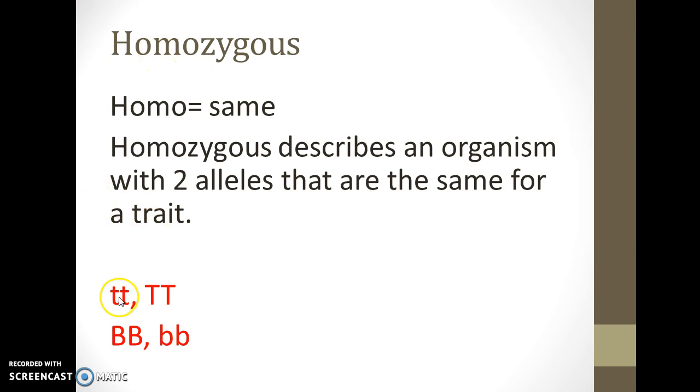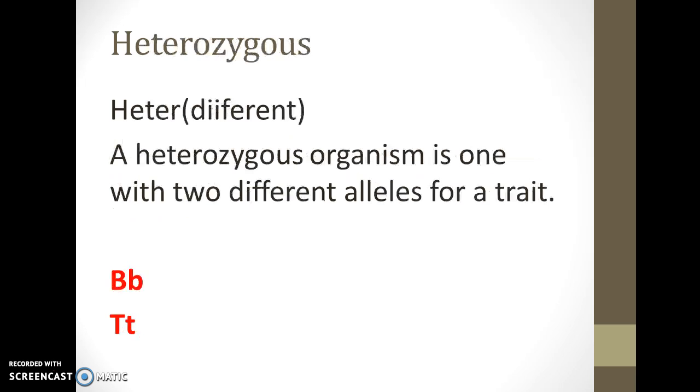So for example, this is homozygous because they're both lowercase t's. This is homozygous because they're both capital T's. This is homozygous because they're both capital B's, and this one's homozygous because they're both lowercase b's. So if the 2 letters in your allele are exactly the same, meaning that they're the same letter and they're either both uppercase or both lowercase, then that makes them homozygous.